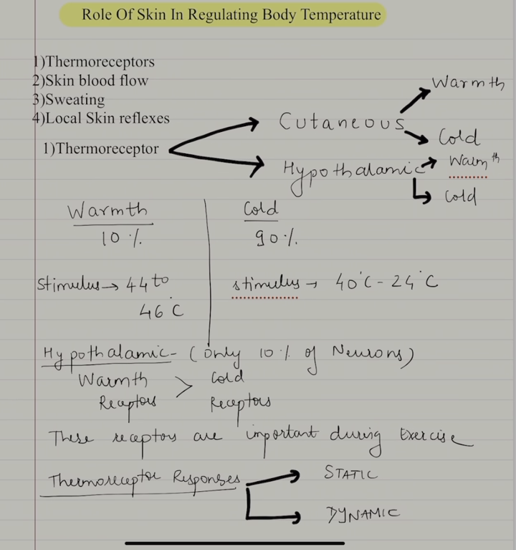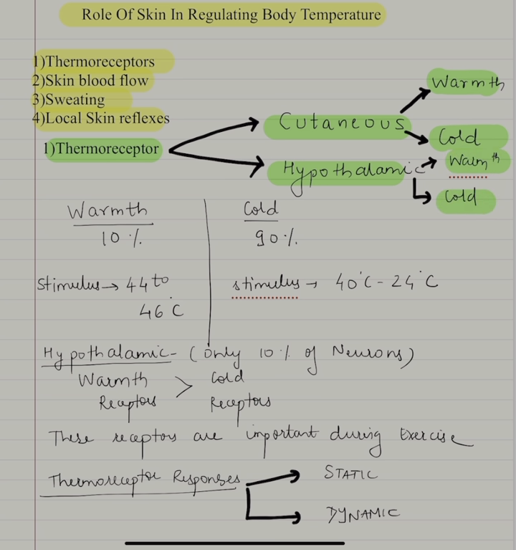Role of skin in regulating body temperature. There are 4 mechanisms: thermoreceptors, skin blood flow, sweating, and local skin reflexes. Let's start with thermoreceptors. There are two types: cutaneous and hypothalamus, which are again divided into two types: warmth and cold.